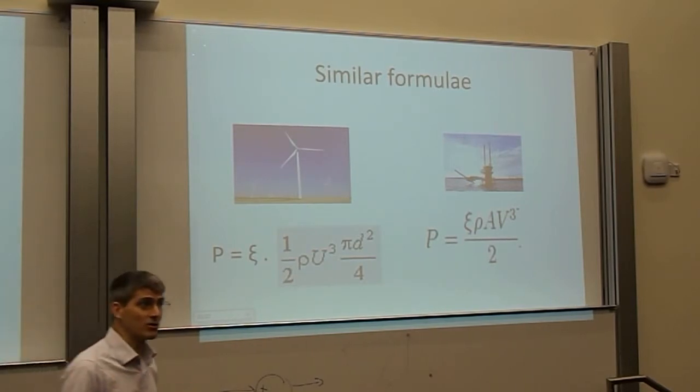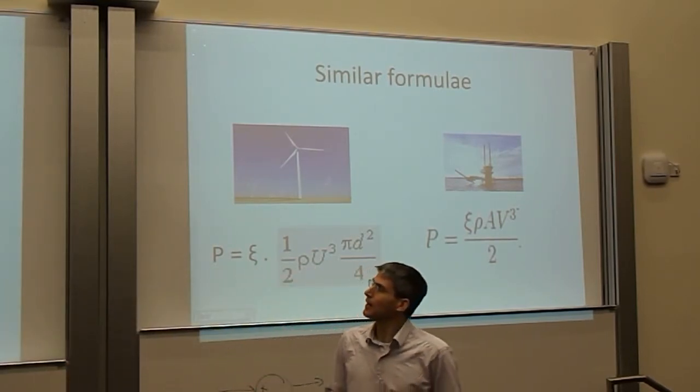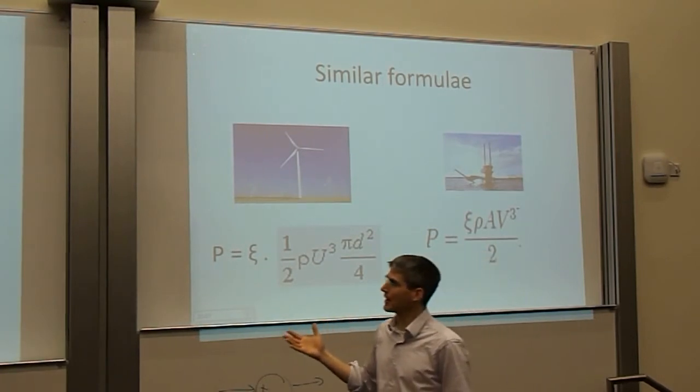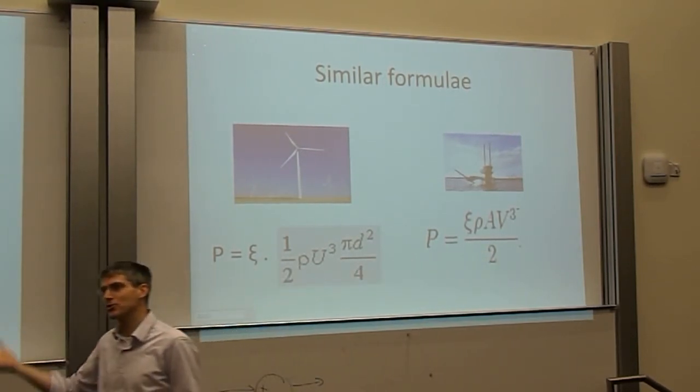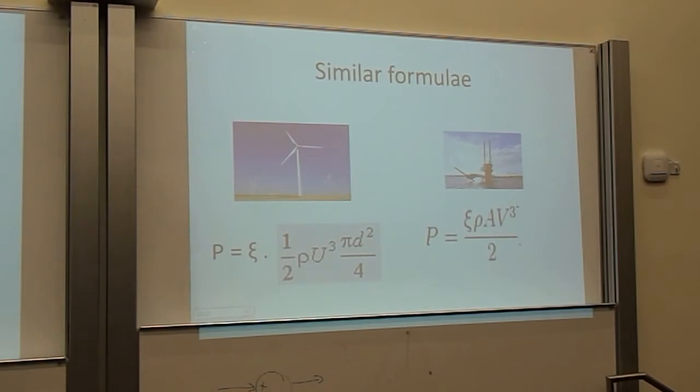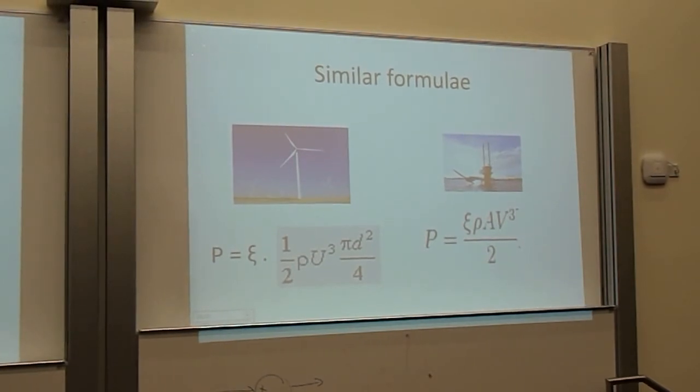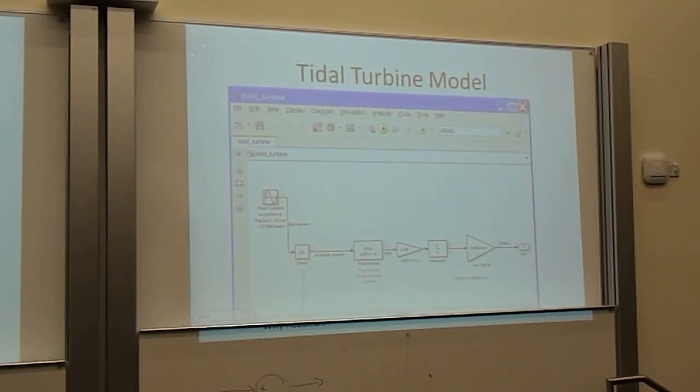So it's all about kinetic energy. It's a half mv squared, really. That's the theoretical maximum you can get. How much you extract depends on your turbine. But the density is the key difference here. Okay, so here's our tidal turbine model, which looks very similar, needless to say.